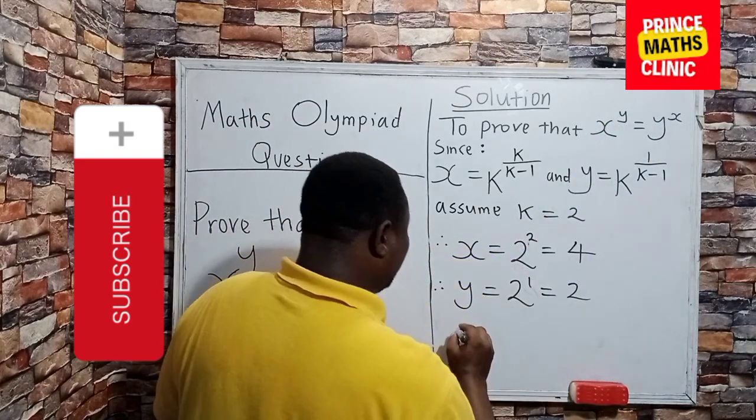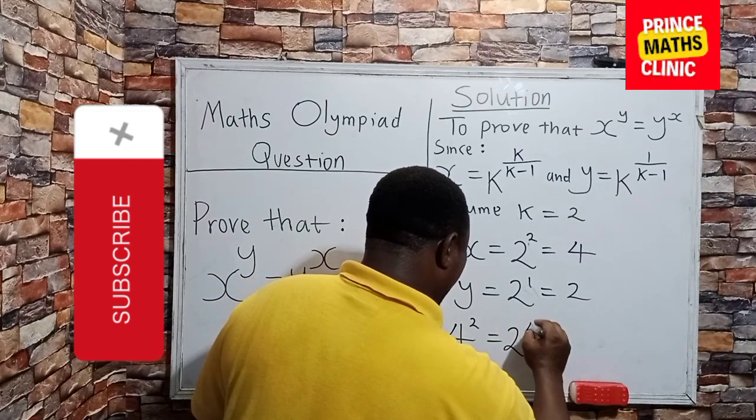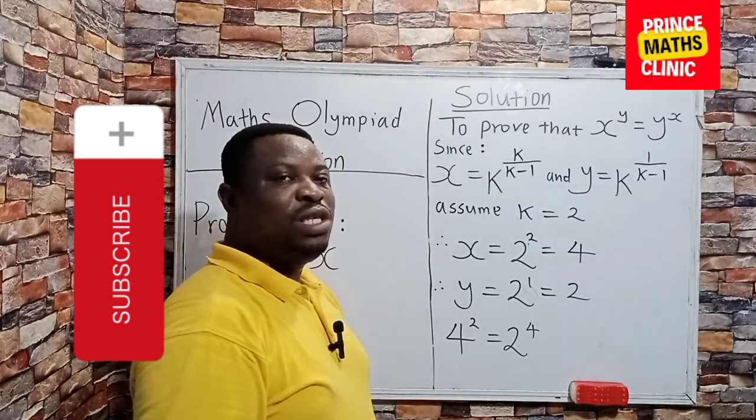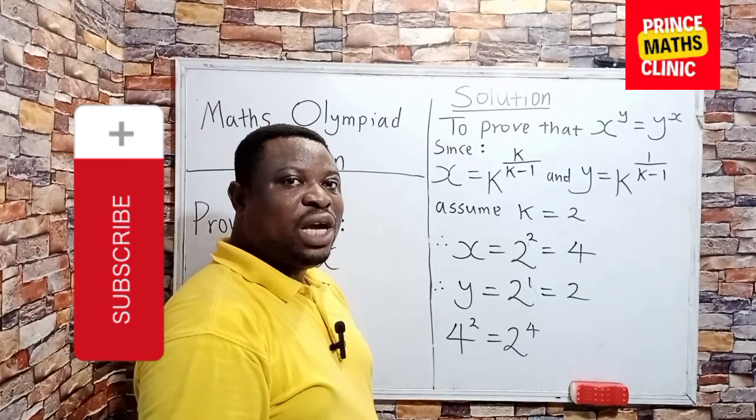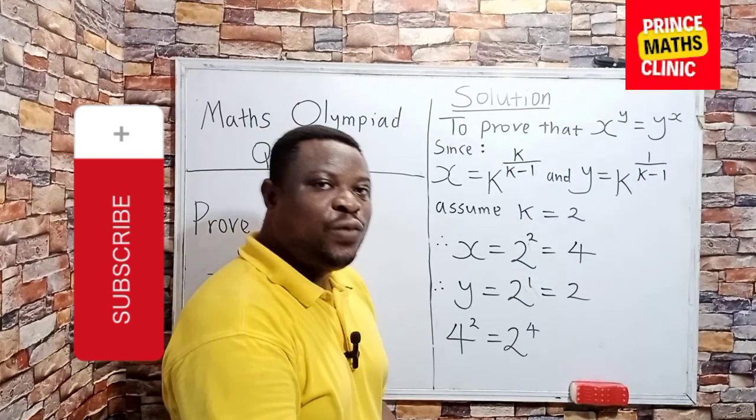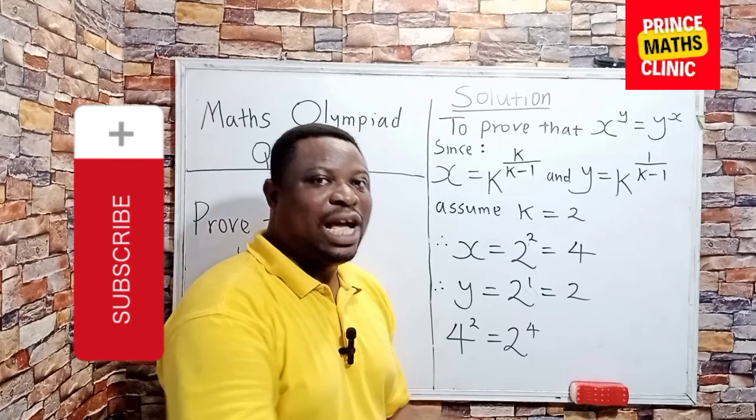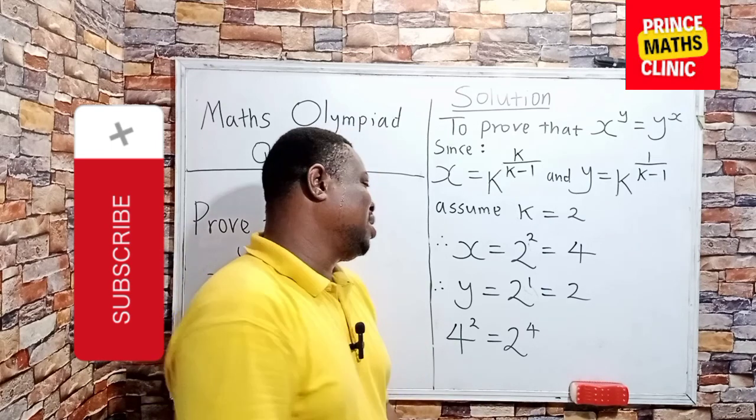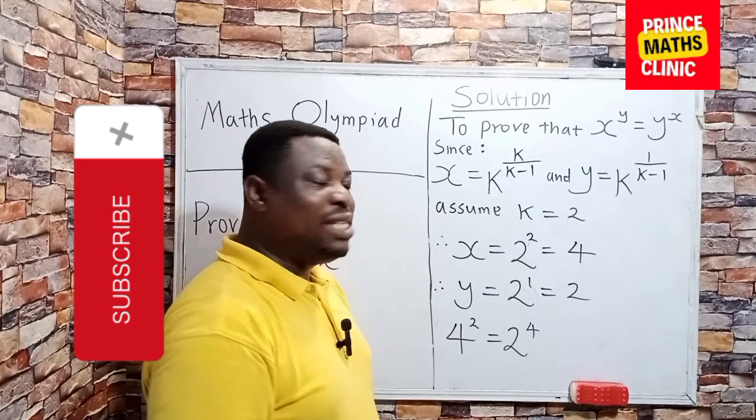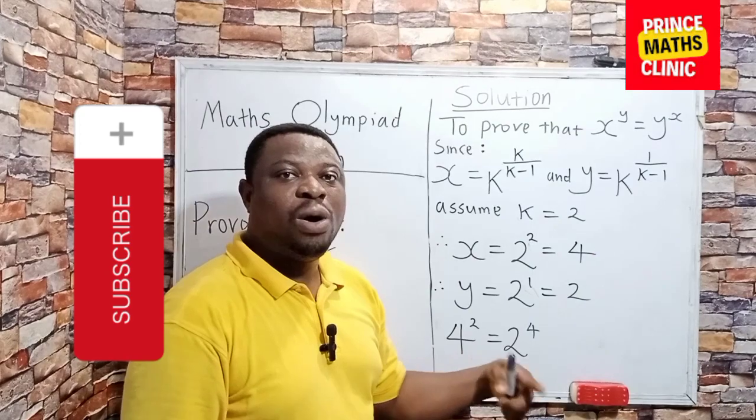x to the power of y means 4 to the power of 2 equals 2 to the power of 4. Is this true? Yes, because 4 to the power of 2 means 4 in 2 places multiplied together. 4 times 4 is 16. And 2 raised to the power of 4 means 2 multiplied in 4 places, which is 2 times 2, 4, 4 times 2, 8, and 8 times 2, 16. So if k is 2, you can see that my x to the power of y equals y to the power of x.